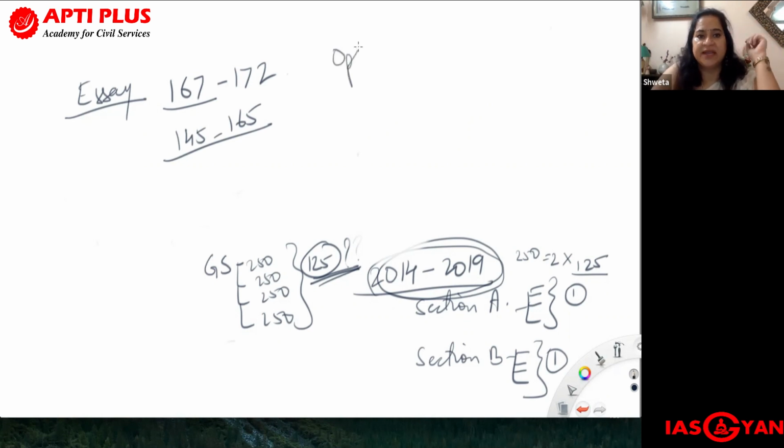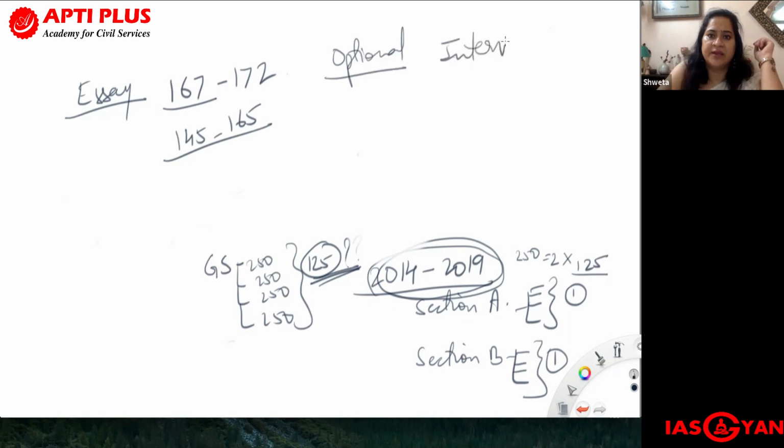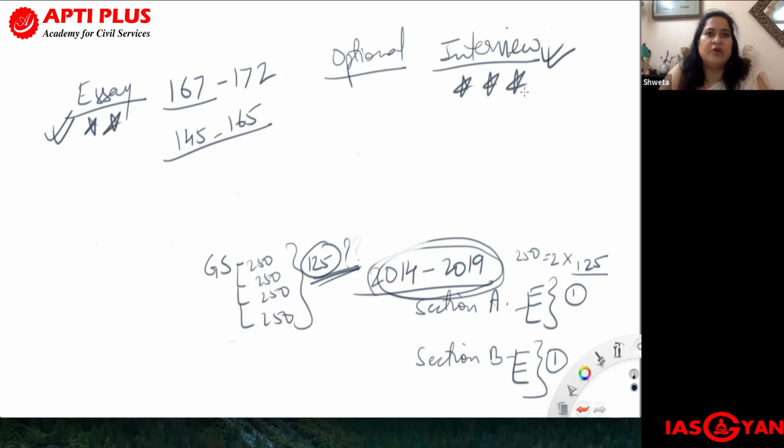The second area where you can get a quantum leap is optional, and the third area is interview. In these 3 areas, a student can get more than 60% marks. Another thing you can understand is that interview and essay are the 2 dynamic areas where your personality can be tested. You cannot be inauthentic in an interview, because constantly you are interacting with the examiner in a purposive conversation. The board is making a purposive conversation.